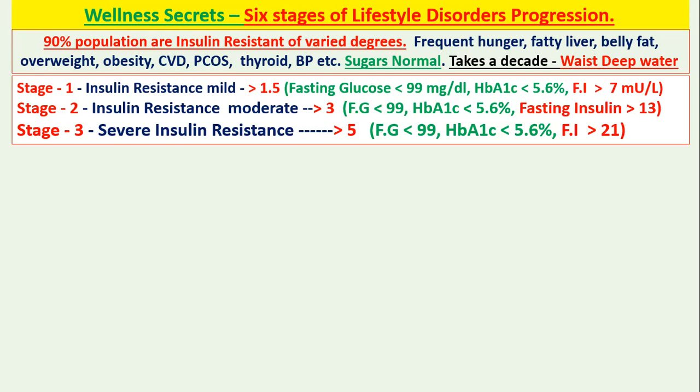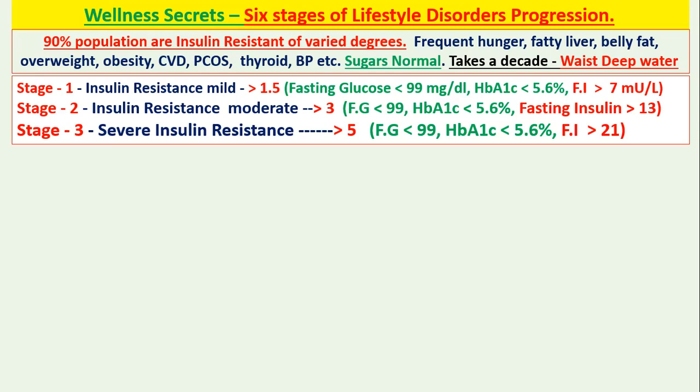But in all these cases we have seen, sugar is normal. But they may have blood pressure, they may have a thyroid problem, PCOS problem, cardiovascular problem. Visibly they are obese, visibly they are overweight, and they have belly fat. And also the habit of frequent eating will be happening.